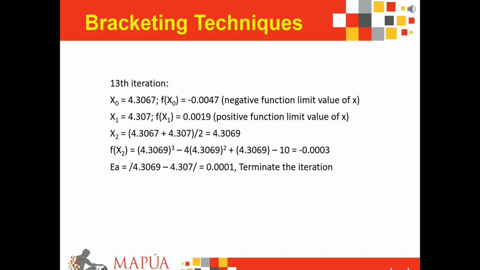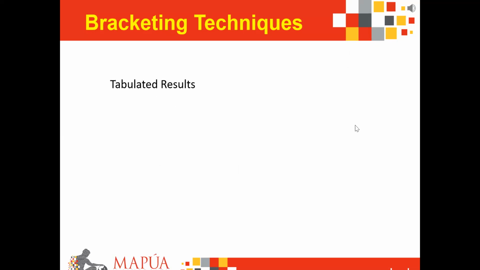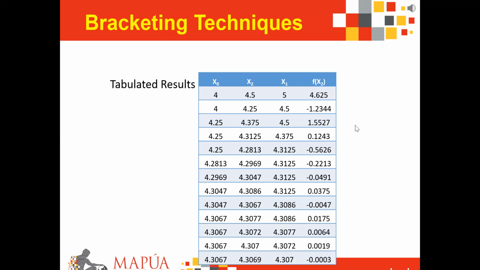Thus, we now stop the iteration, ending up with a final value for your root that eventually converges to 4.3069. If we then summarize your tabulated solution, you'd end up with this respective table of values, starting from the first iteration down to your 13th iteration, showing you the different corresponding function values fx2 and your respective midpoint value, ending up with a value of 4.3069. This ends the module.